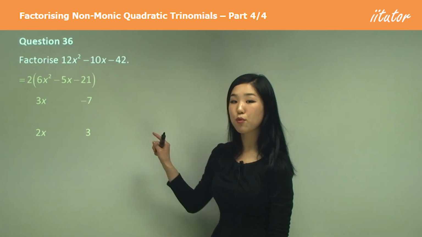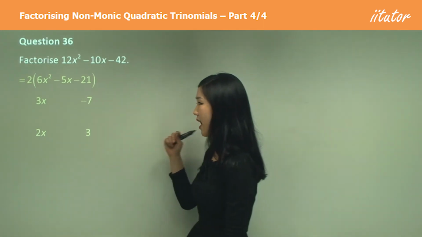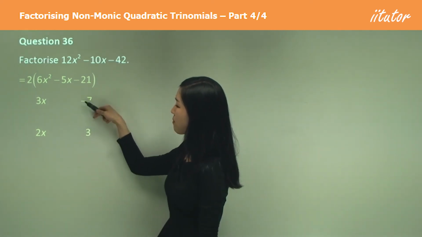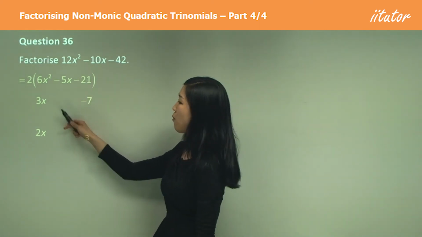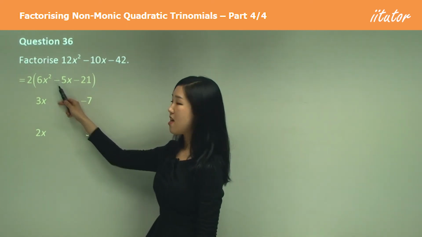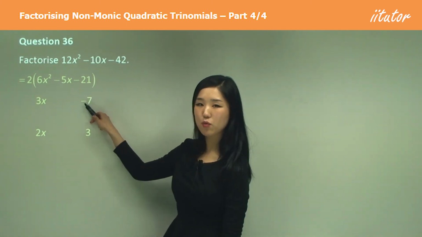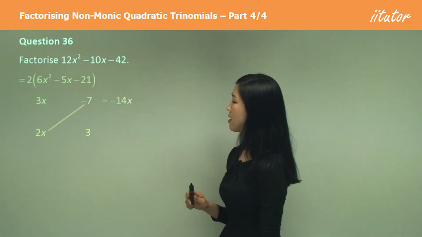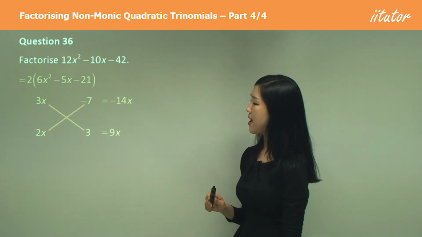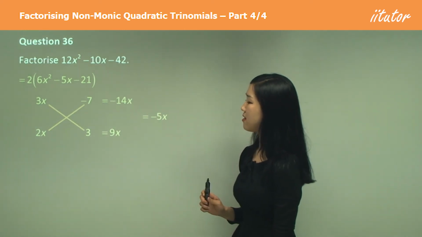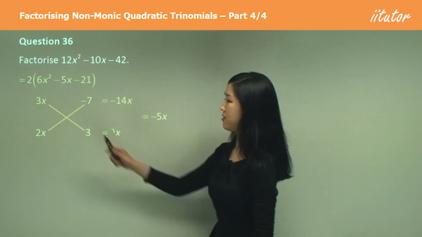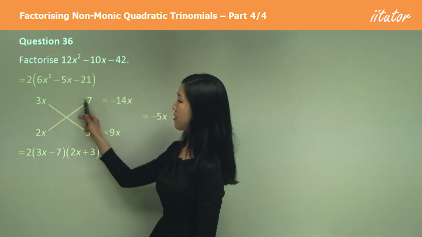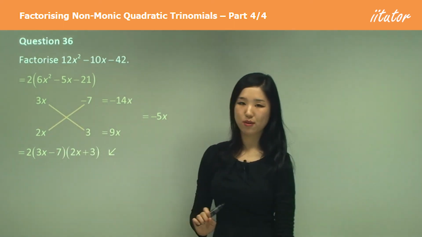Again, the negatives you can put in later if you'd like, but if you can, try to put them in the beginning. Because we need to have plus minus to have a negative, don't we? And we need to have a negative here, which means the bigger number should have a negative. That's why I chose 7 as being negative, okay? So 2x times negative 7, that one, 9x, and add them together, we get negative 5x, yeah? Which is same as this. So 2 out the front, keep that out, 3x minus 7, 2x plus 3, okay?